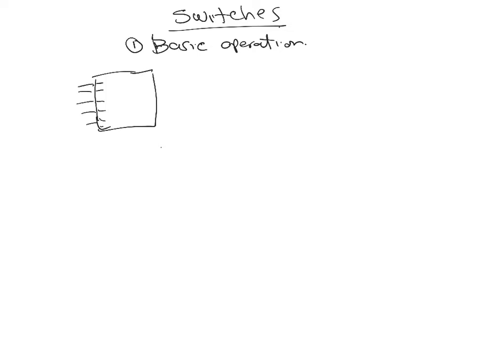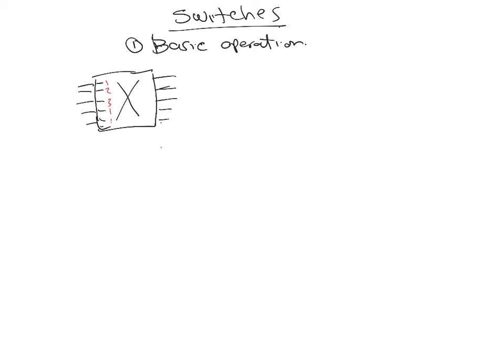So the first topic we'll talk about today is the basic operation of a switch. Basically, the switch, as we said, is a layer 2 device which has multiple ports. These ports actually have numbers, so it's port 1, 2, 3, and so on. And there are some output ports as well. The switch also has a switch fabric, which we will talk about.